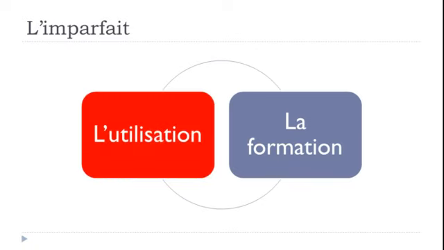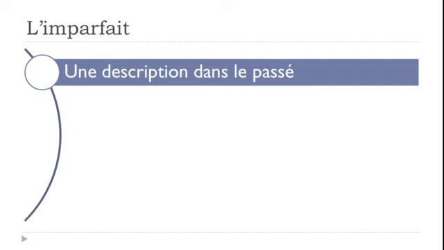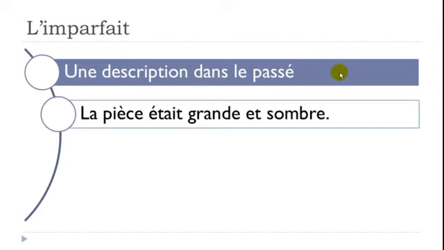Okay, but then let's focus now on l'utilisation. So when do we use l'imparfait? The first situation when we will use l'imparfait will be if you want to describe something in the past. Une description dans le passé. Okay, so if you want to describe something in the past, like in this example here, la pièce, the room, était, so that's the verb here. The verb is to be, and it's the imperfect form, était, grande, big, et sombre, dark. So in that case, you want to describe the room, then you should use l'imparfait.